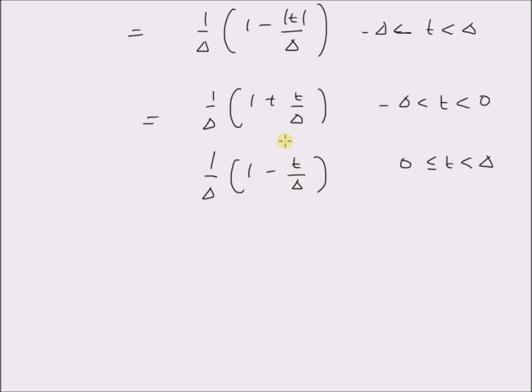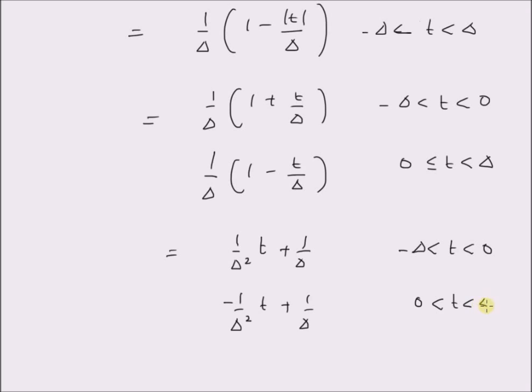So this is basically a combination of two ramp signals. The first one is 1 by delta square into t plus 1 by delta, that is the slope is given by 1 by delta square and the offset is given by 1 by delta, and this is for the time t between minus delta and 0. And for the second one, it is minus 1 by delta square, that is a negative slope with the same offset 1 by delta, and it is between 0 and delta.